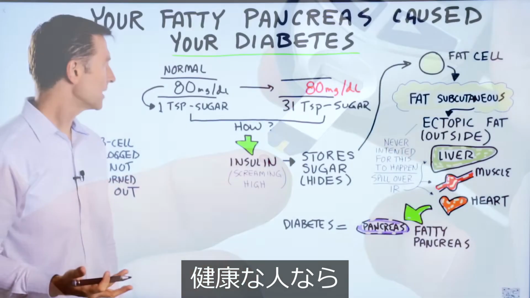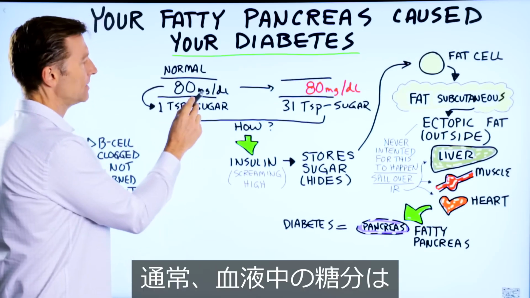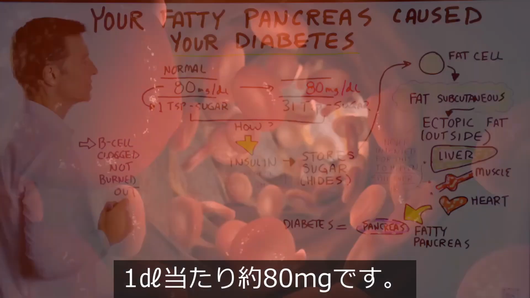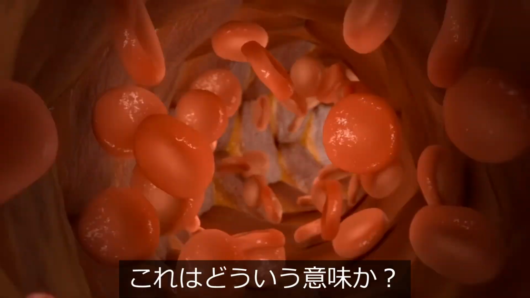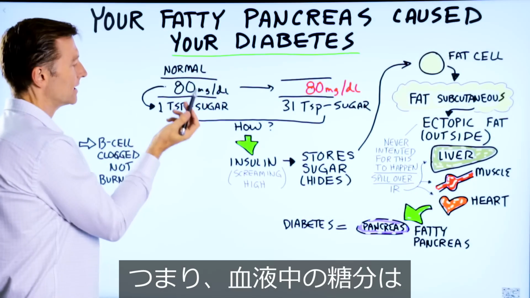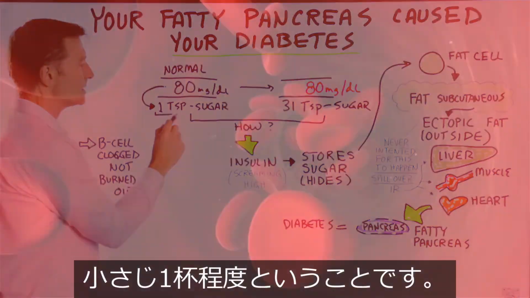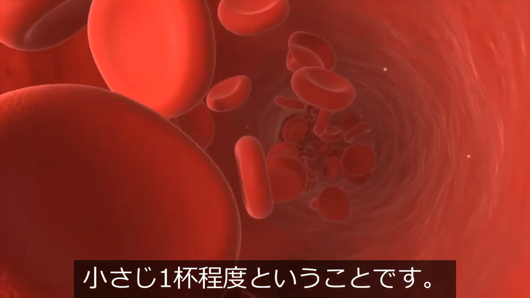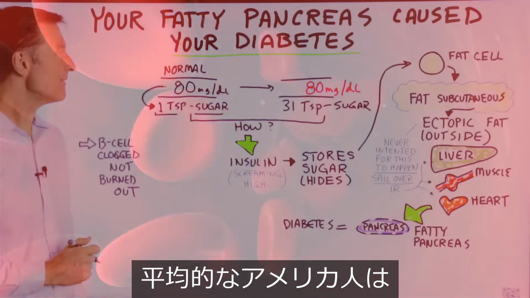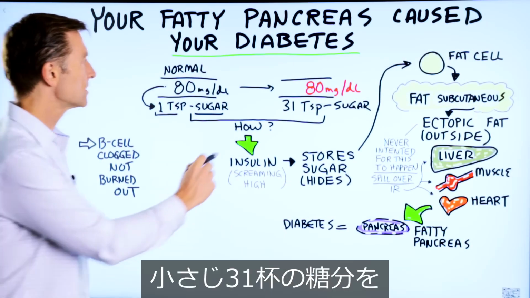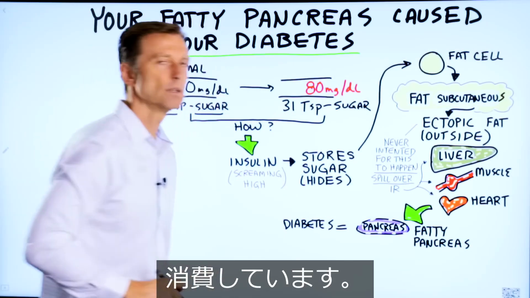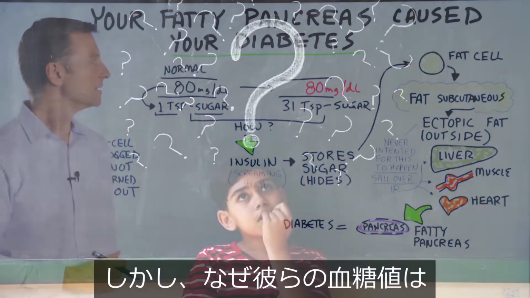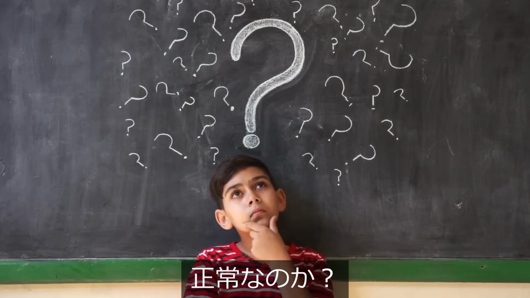A person who is healthy should normally have about 80 milligrams per deciliter of sugar in their blood. And what does this mean? It means that you basically have about 1 teaspoon of sugar in your blood. That's not that much. An average American consumes 31 teaspoons of sugar. But why do they have normal blood sugars? I mean, it doesn't make sense.